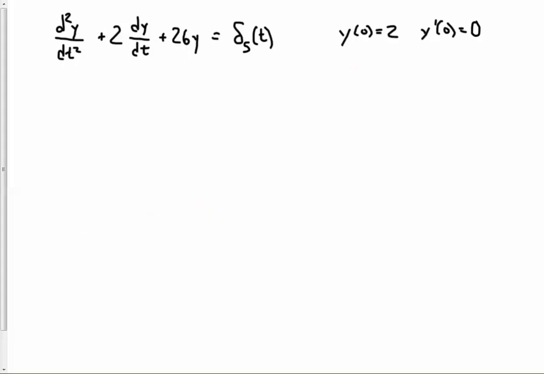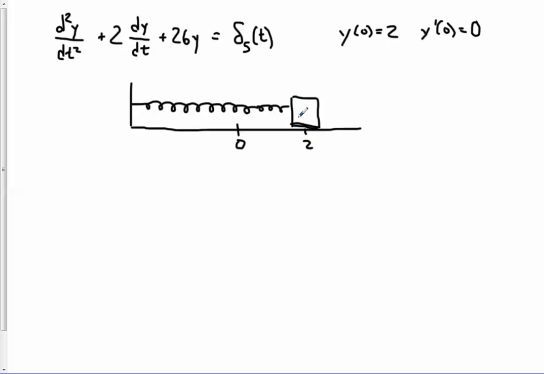So let's try this out and solve a second-order linear constant coefficient differential equation where the forcing term now is just a real quick whack at time t equals 5. So just a delta function, just a sudden hit at time 5. So the idea here is, if this were a mass on a spring, let's see what the actual physical nature of this problem would be in that case.